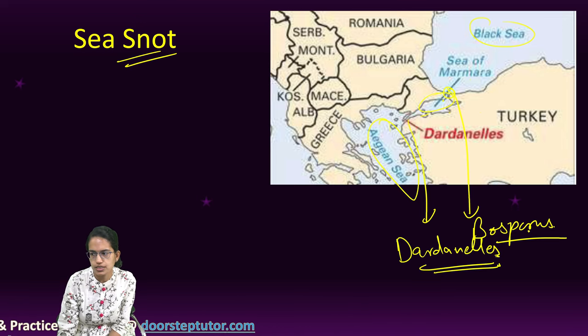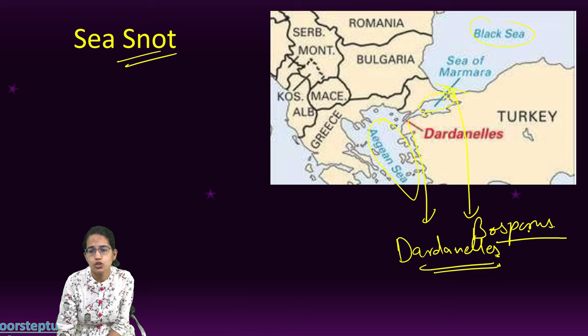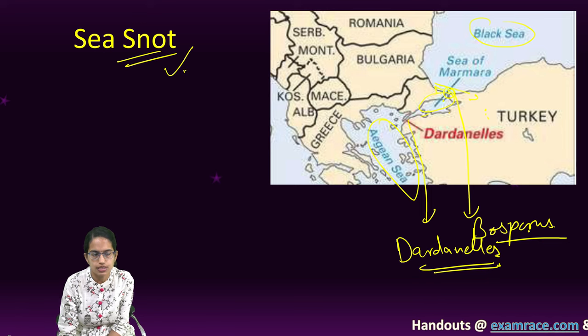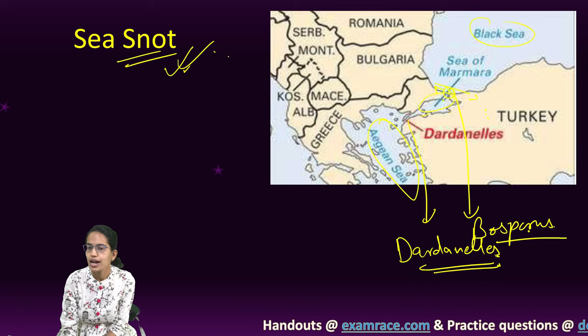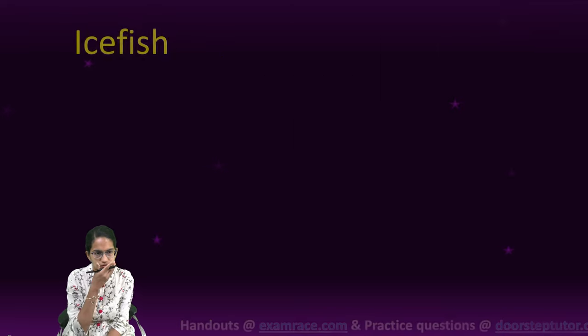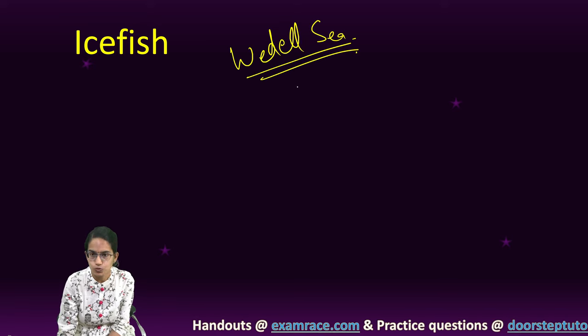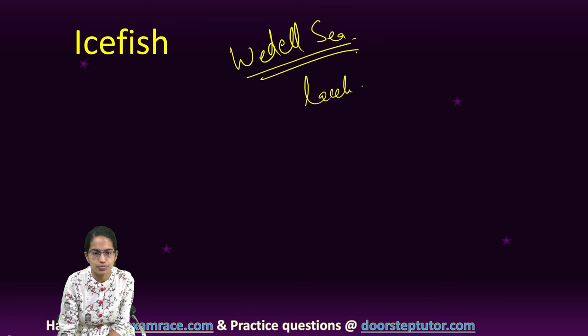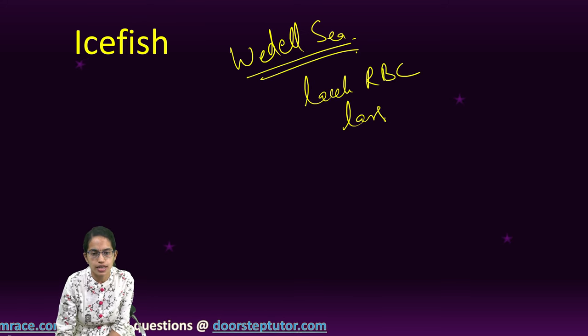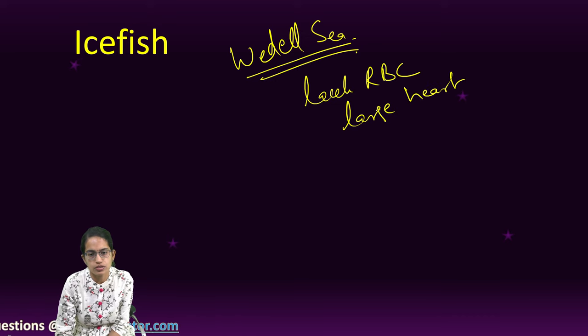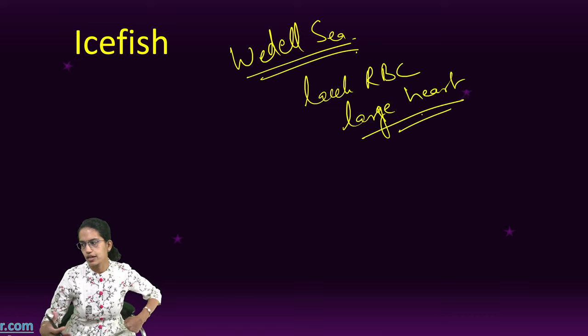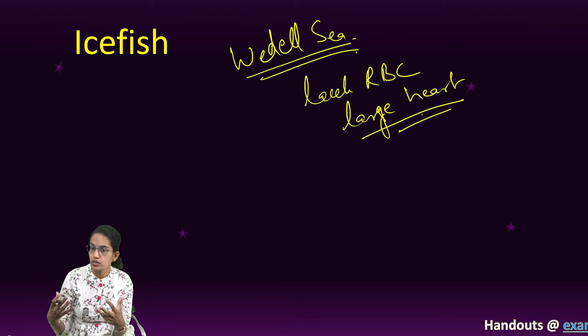On the Bosporus, we are seeing that there is a new bridge which is being developed, and this bridge would actually affect the sea snot or the mucilage which are existing there, and it can significantly damage the marine ecosystem of this region. Icefish is found in the Weddell Sea, which is the region of Antarctica, and this is unique because it is a white-blooded fish. It lacks RBC and it has a large heart size. This large heart size is important because you have to take a lot of oxygen from the oxygen-rich waters, and therefore icefish usually have a larger heart.